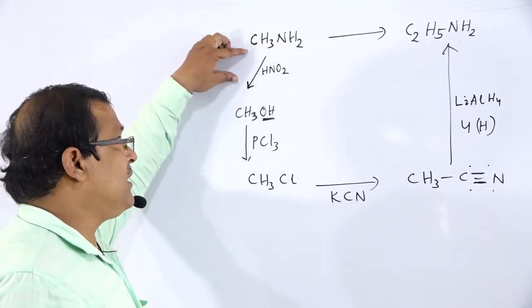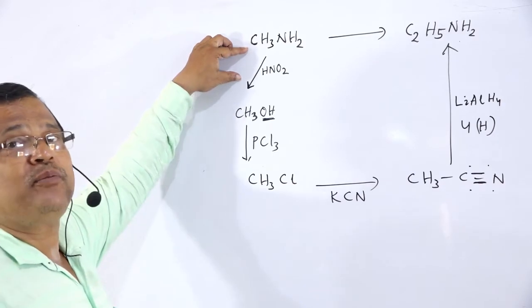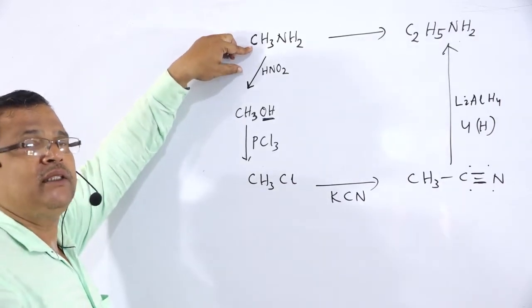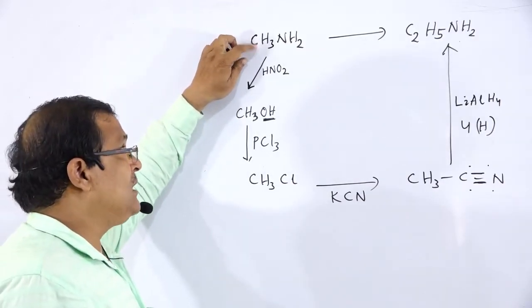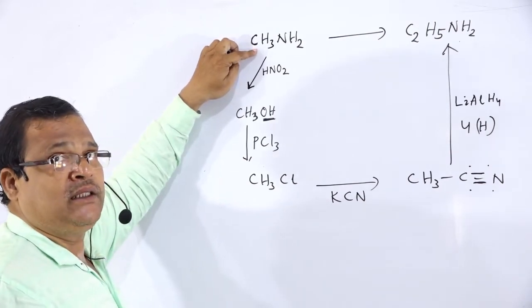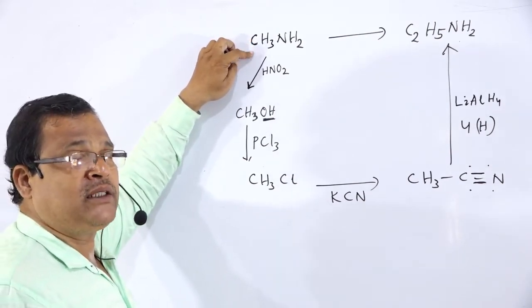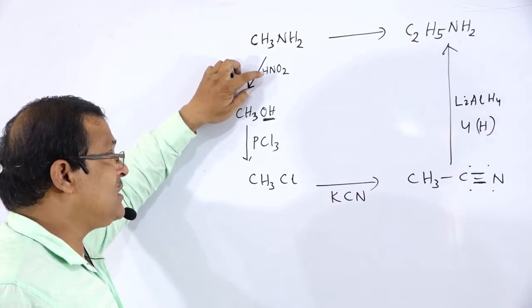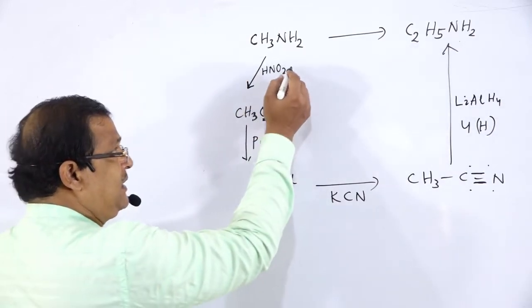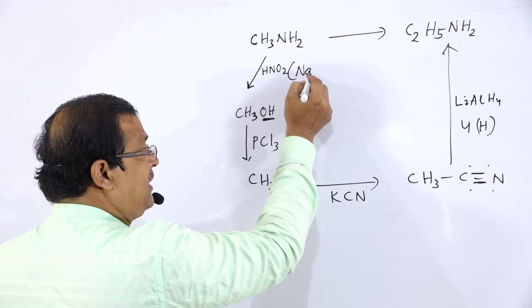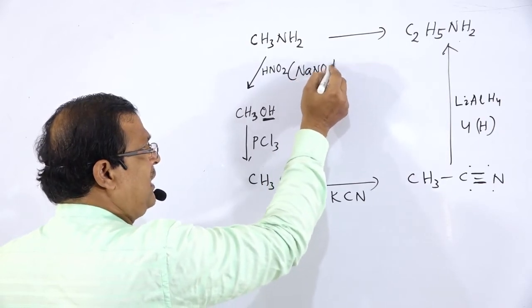Already you know this step, during the methods of preparation of alcohol from amines. When aliphatic amines, that is primary amines, are treated with nitrous acid, HNO2, this nitrous acid is from NaNO2 and HCl.